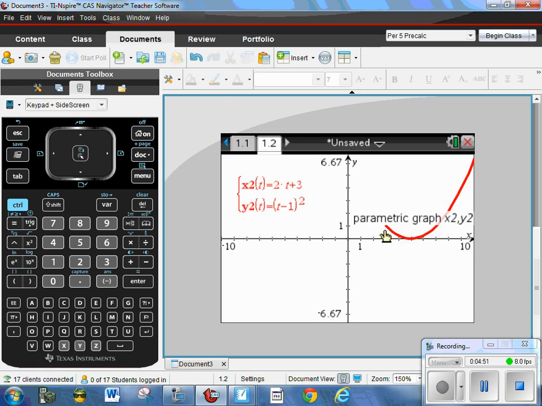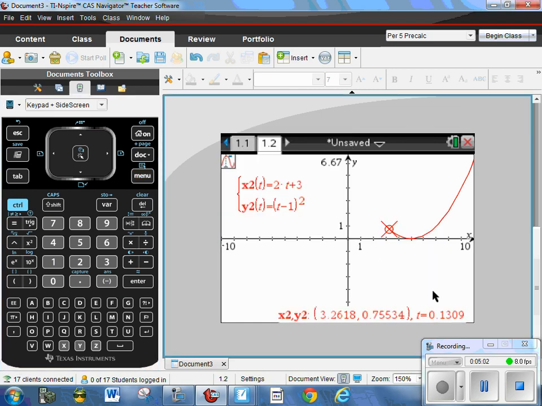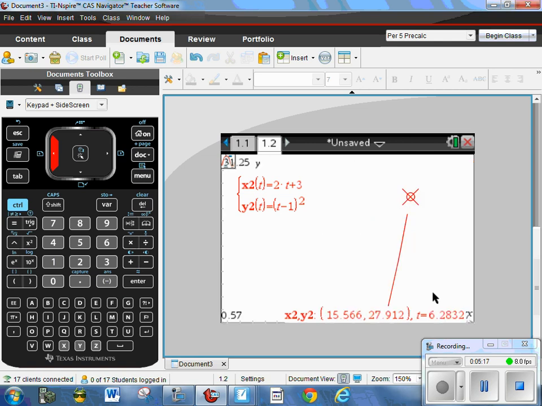It starts right here. And if we were to trace this, and I should have traced in the other class, but if we were to trace, let me go to Menu and Trace, Graph Trace. Notice that if I type in 0 for t, that starts the first point. And if I trace, it's tracing values for t. But what if I went backwards? Okay, it's not going to let me do that at all. It's going to jump to something else completely different.